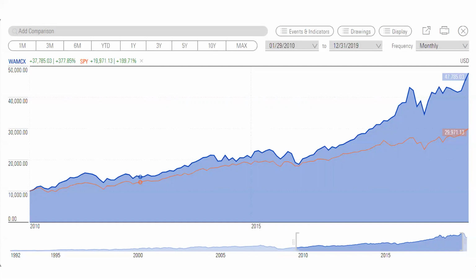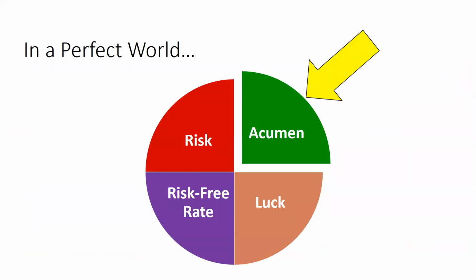But the question is, how much of this is risk-free rate? How much of this is risk? How much of this is investor acumen? How much of this is luck? Well, in a perfect world, we would be able to precisely disentangle and decompose total returns into each of these four variables. So in a perfect world, we would have some mechanism, some tool that would allow us to identify precisely how much of the returns are coming from acumen.